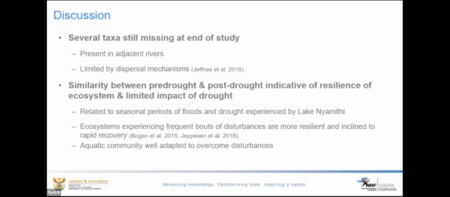The similarity between the pre-drought and post-drought indicated the resilience of the ecosystem and the limited impact that the drought had. This is related to the seasonal periods of drought and flood that Lake Inyamiti experiences under normal circumstances. Ecosystems that experience frequent bouts of disturbance are more resilient and inclined to rapid recovery, as the aquatic community is well adapted to overcome disturbances.